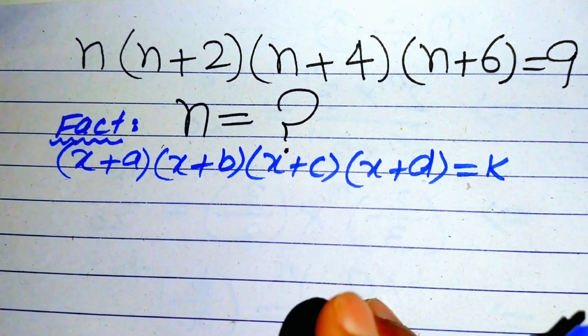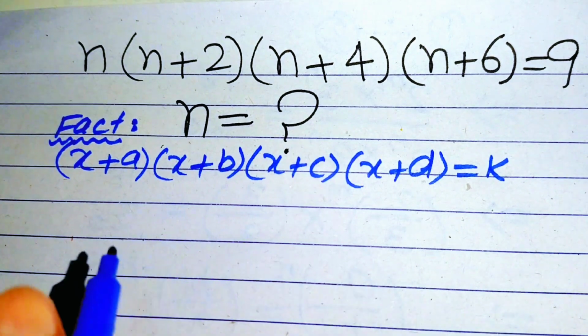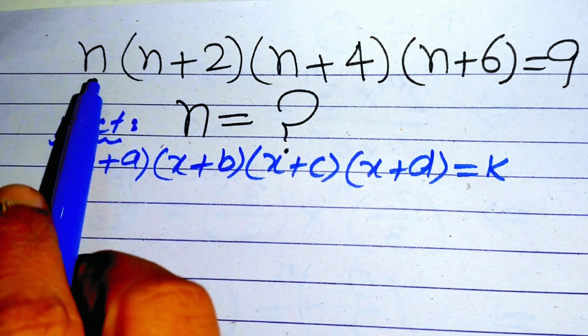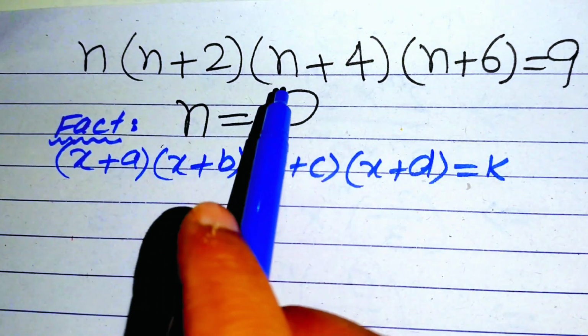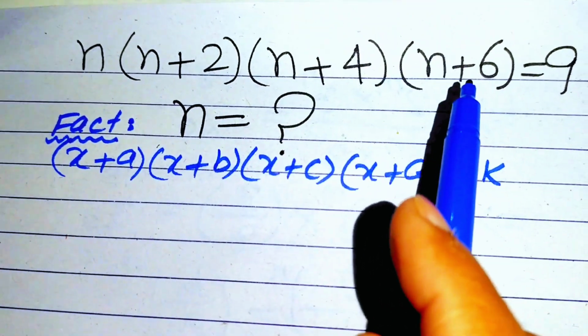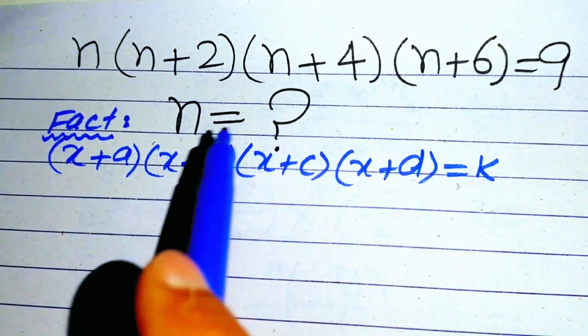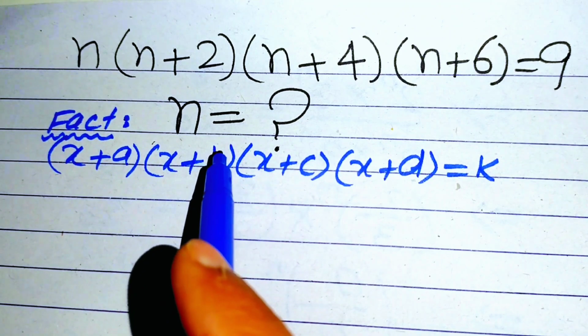In this video, we are going to solve this nice math algebra problem. Here we have n times (n plus 2) times (n plus 4) times (n plus 6) equals 9. And we will solve this problem for the values of n.